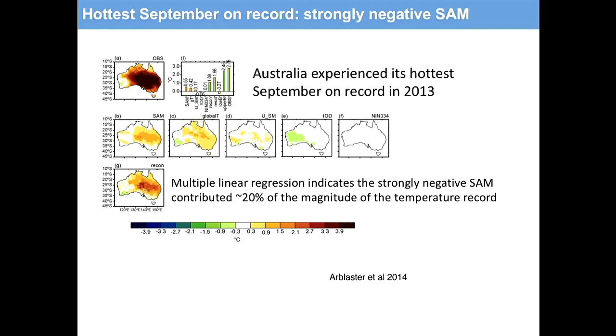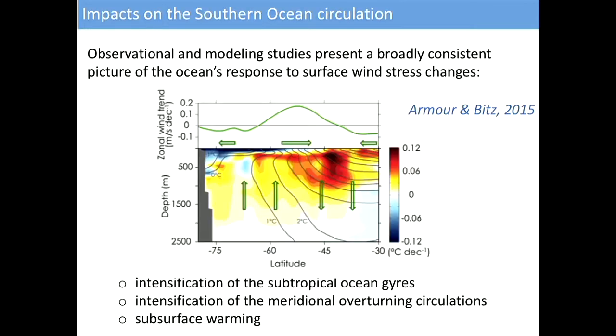Then we also looked at the hottest September on record in 2013, and this is what the observed pattern was. And in this paper we did a multiple linear regression of all the potential climate drivers we could think of that might have contributed to that extreme temperature. There wasn't much going on in terms of El Nino Southern Oscillation or the Indian Ocean Dipole, but there was again a strongly negative SAM that then led to warming, and that contributed to that extreme record. And we say in the paper about 20% was due to the negative SAM.